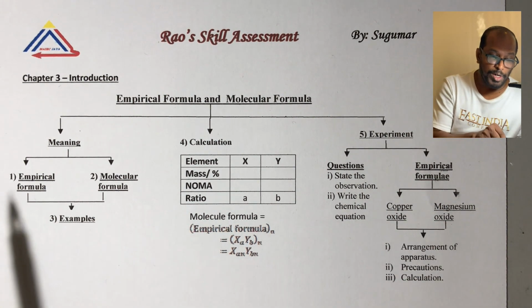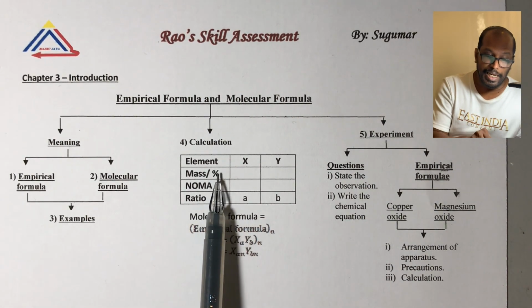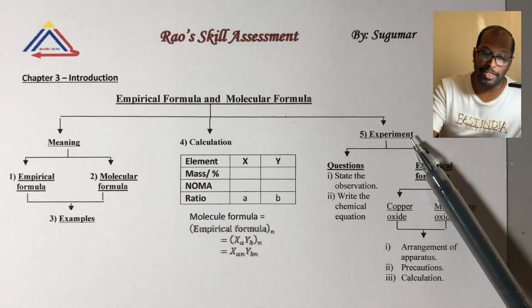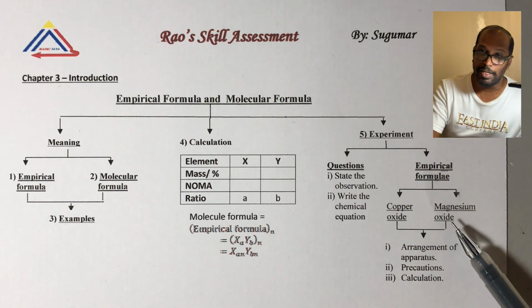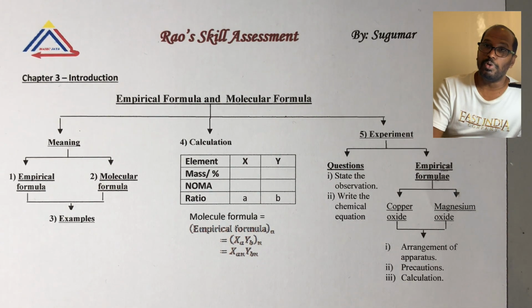I repeat: 1, we need to know the empirical formula; 2, the molecular formula; 3, an example; calculation as the 4th part; and the 5th, we need to understand the 2 experiments. So this is what we are talking about in general. The students should know about the empirical formula and molecular formula.